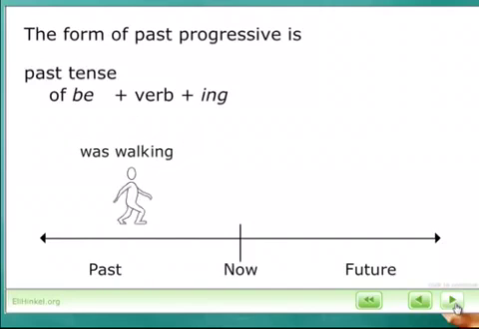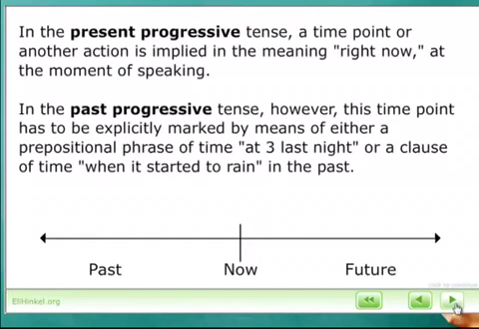The form of past progressive is past tense of be, which is was, plus the verb, plus ing: was walking. In the present progressive tense, a time, point, or another action is implied in the meaning right now. In the past progressive, however, this point of time has to be marked by means of either a prepositional phrase, like at 3, or a clause of time, like when it started to rain.